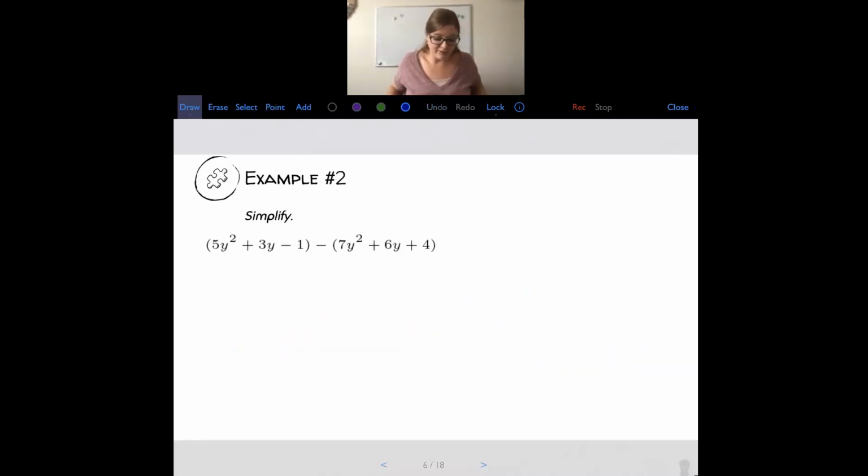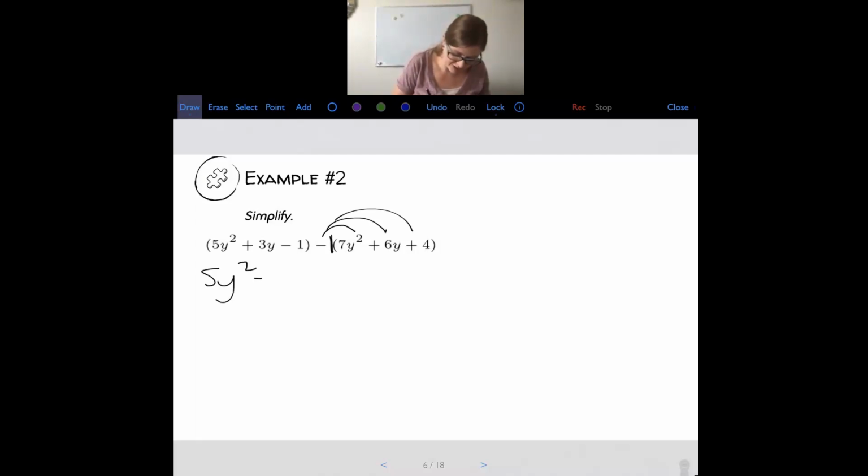Simplify, so we have 5y squared plus 3y minus 1 minus, this time, 7y squared plus 6y plus 4. So when we're subtracting off that entire set of terms, it's 5y squared plus 3y minus 1 minus that entire quantity of 7y squared plus 6y plus 4. So again, you can think of it as a negative 1 out in front, and in this case, we distribute the negative 1 to all of the terms.